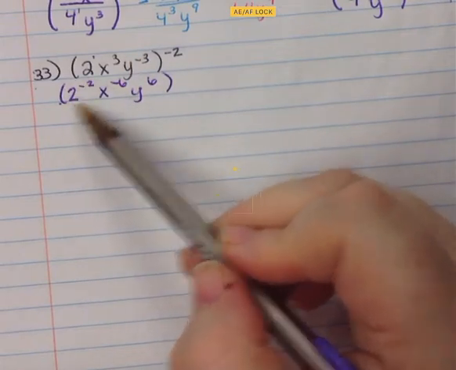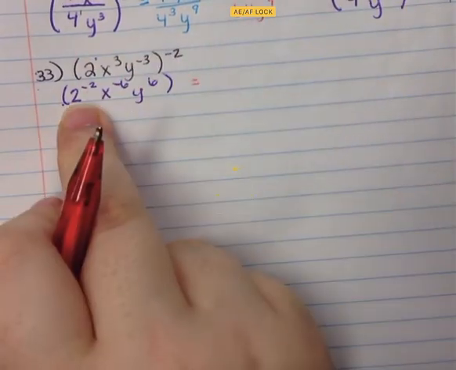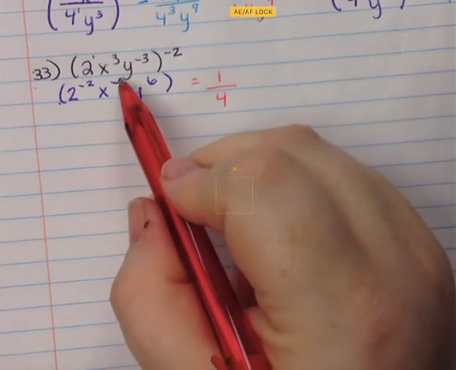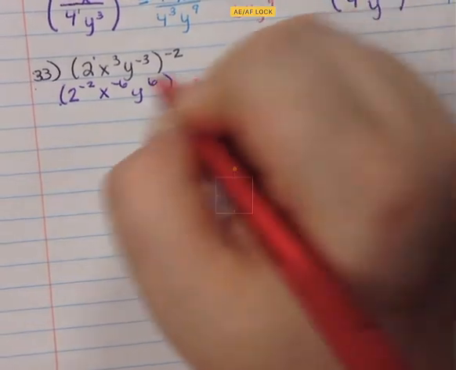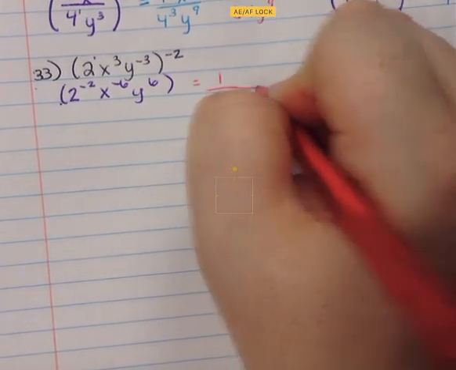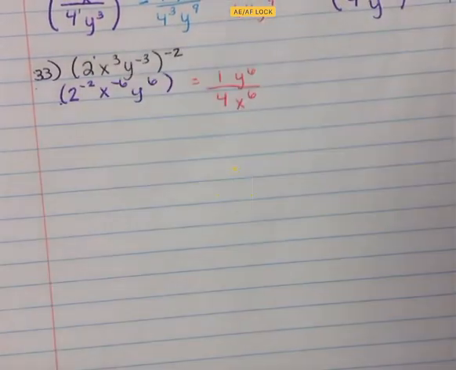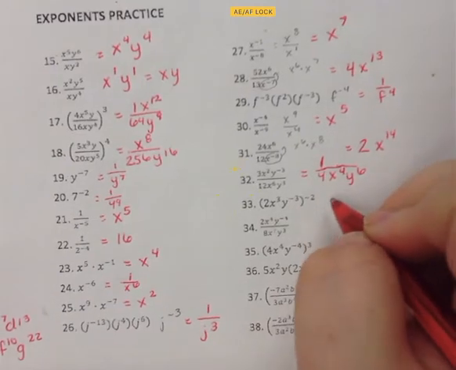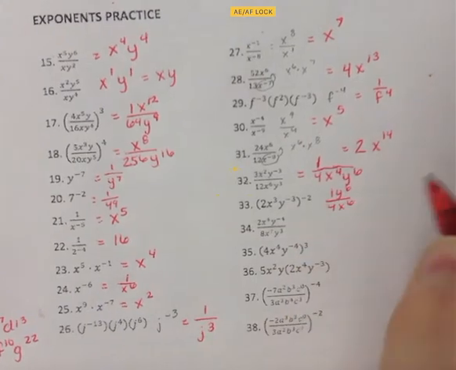Now, 2 to the negative 2 is actually going to be equal to 1/4. If you plug in, 2 raised to the negative 2 is 1/4. The x to the negative 6 needs to move, so the x goes to the bottom. So we're going to have x on the bottom. It's going to be raised to a positive 6 now. And the y was already positive, so it stays on top. Y to the positive 6. So our answer is 1 y to the 6 over 4x to the 6.